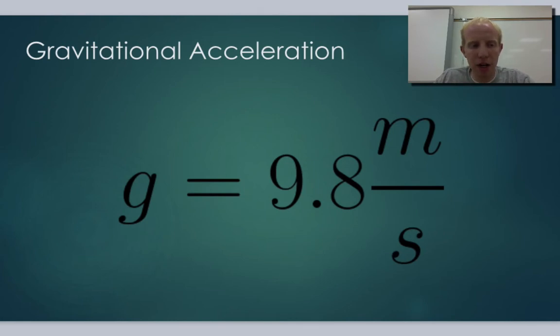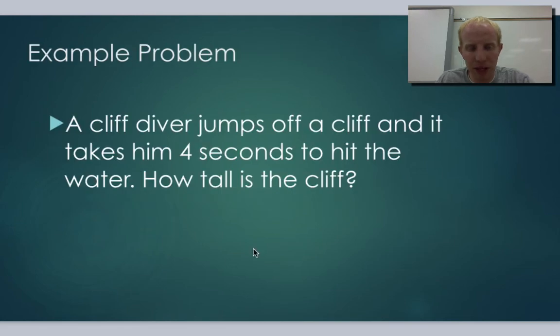Let's go ahead and try a problem with free fall. Let's say a cliff diver jumps off a cliff and it takes him 4 seconds to hit the water. How tall is the cliff? Now we're going to do what we did in the last lesson, where we identify what we do and do not know and what we're looking for. We do know the time is 4 seconds.